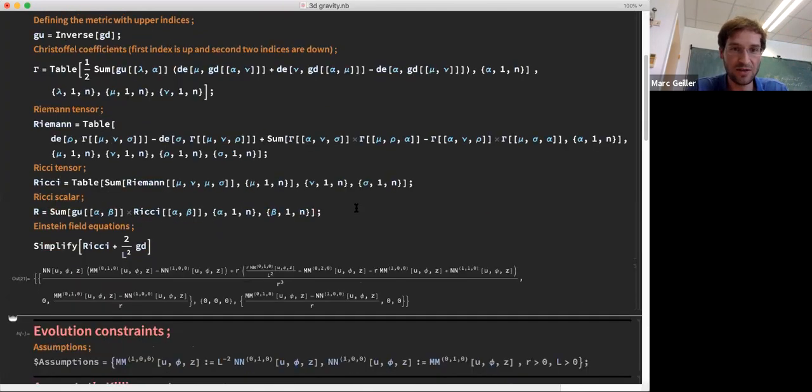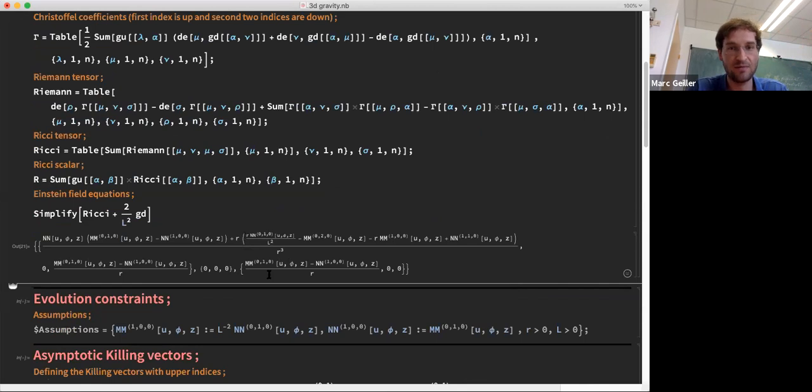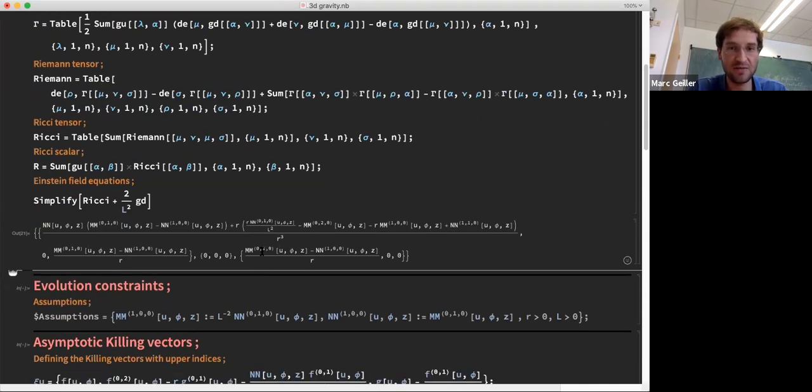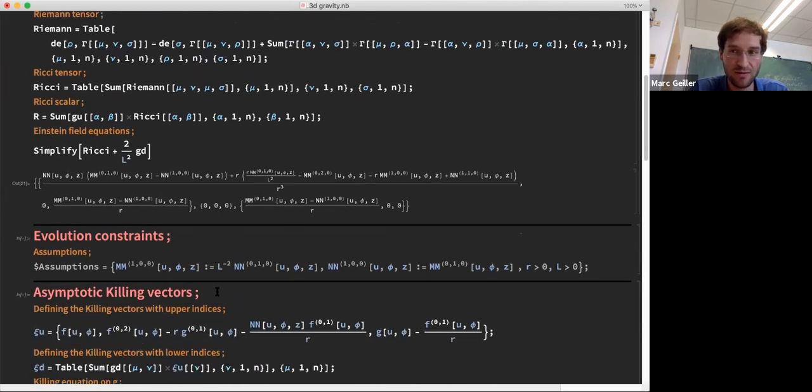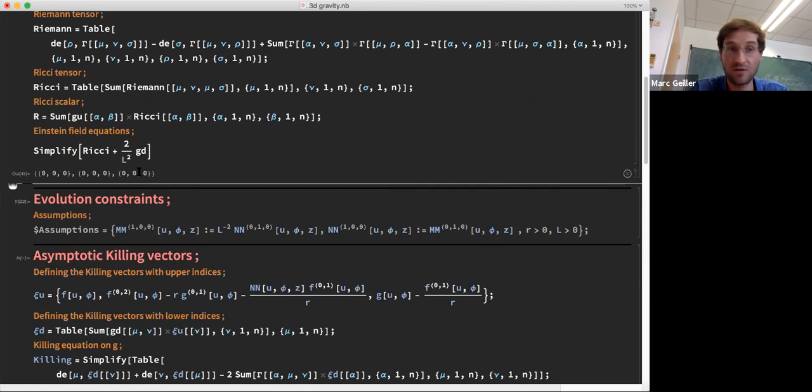And of course, if I launch this, I don't get 0 because, as we mentioned, the fields M and N have to satisfy some constraints. And you see the constraint here is that the U derivative of N is related to the angular derivative of M. So now if I use these assumptions to enforce these constraints, we indeed get that the Einstein equations are satisfied.